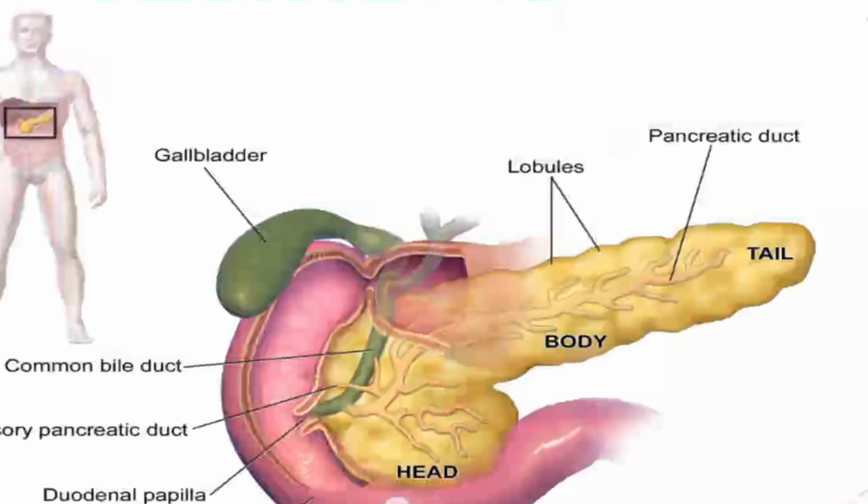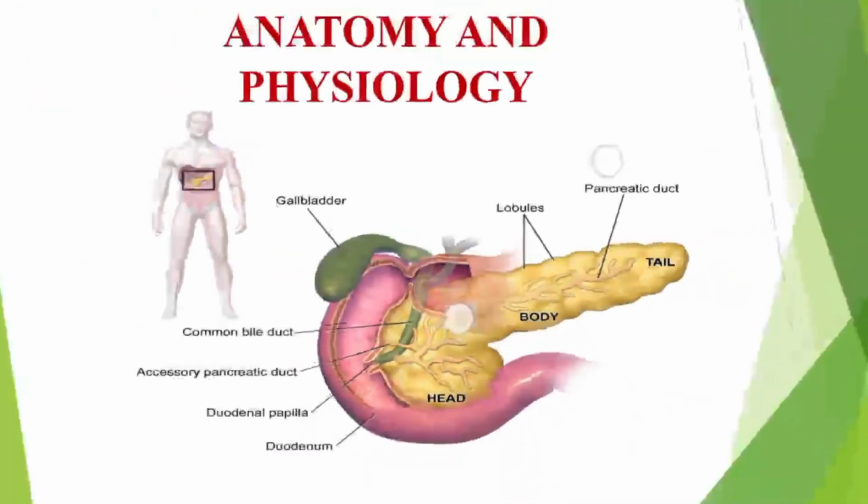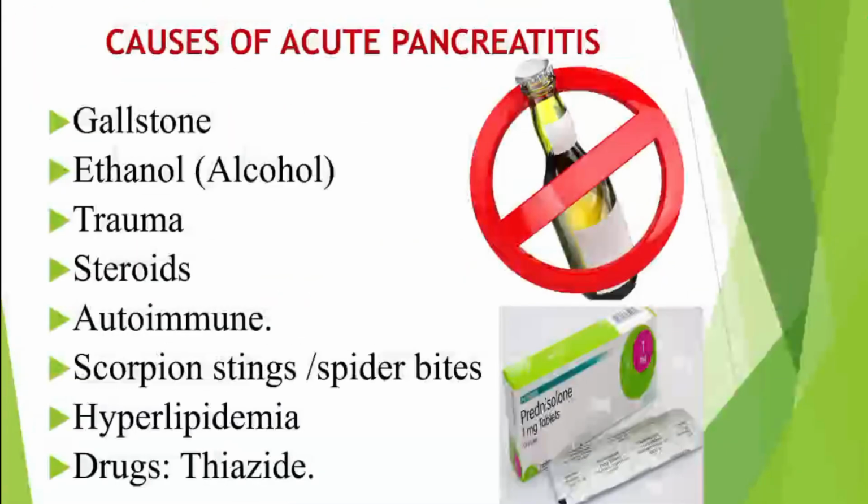Pancreatic enzyme cannot go to the duodenum. So the pancreatic enzyme stays in the pancreatic duct or in the pancreas. When the pancreatic enzyme stays long in the pancreas, it starts to digest its own cells and tissues. That causes pancreatitis.